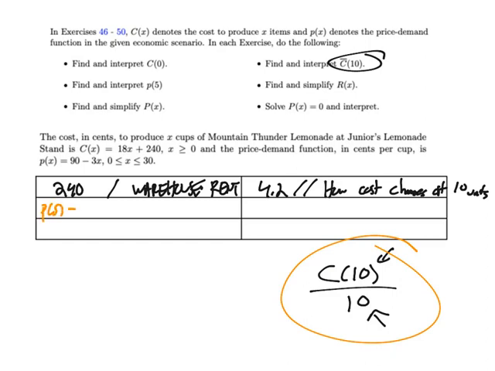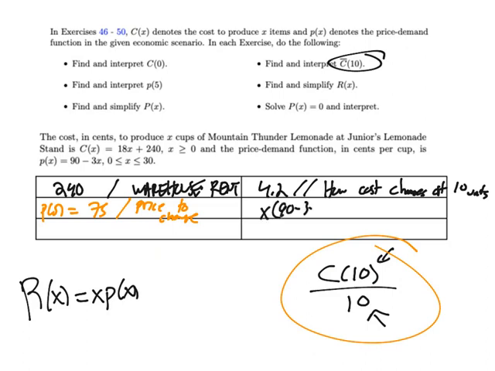Okay, down here we've got to calculate P of 5. That ends up being 75, and that's the price I should charge if I plan on selling 5 items. Then I got R of x. R of x is equal to x times p of x. So you'll take x and you'll multiply it by that p of x that they gave you there.